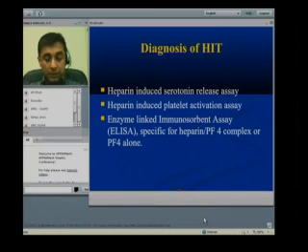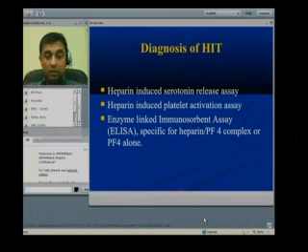There are certain tests available which we can send to confirm the diagnosis of HIT. The most important of those are three tests. The heparin-induced serotonin release assay is the gold standard test. It has very high sensitivity and specificity, but the problem with this test is that it's complex and available only in the regional big laboratories. Even in the United States, not all hospitals and laboratories have kits for this test. But it's the gold standard test for the diagnosis of HIT.